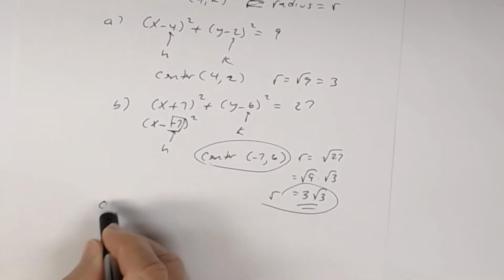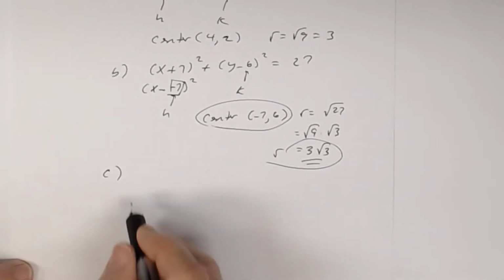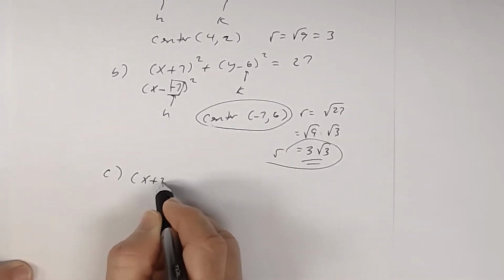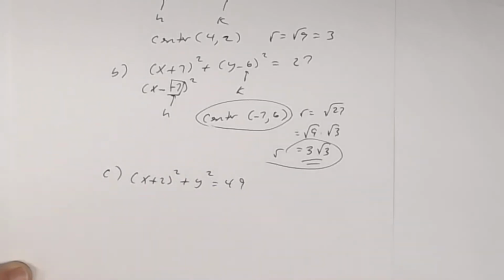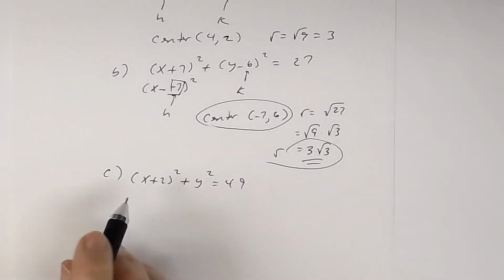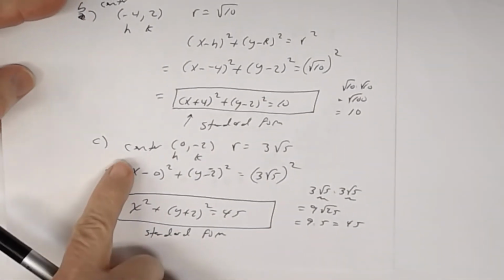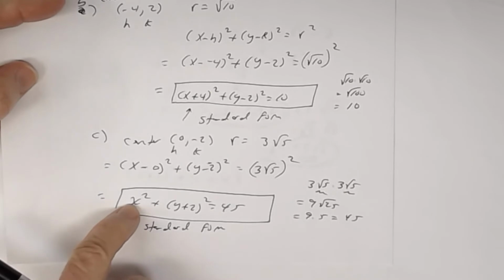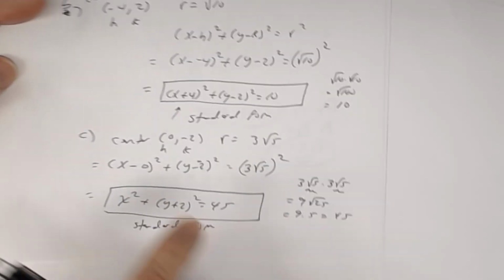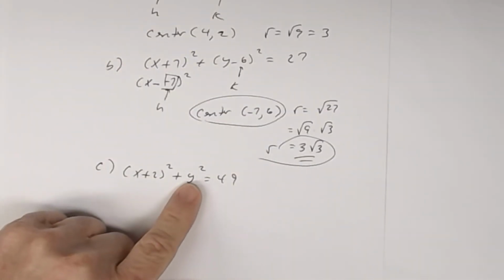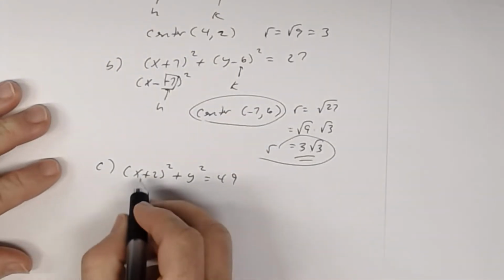All right, let's look at C. So C, we have this. We have x plus 2 squared plus y squared equals 49. All right, so remember, let me kind of show you something earlier. Remember in letter C where we had x squared? So when we did x squared, see where we had x minus 0? That's how you're going to want to rewrite the y squared, just like that. So watch how simple this is.